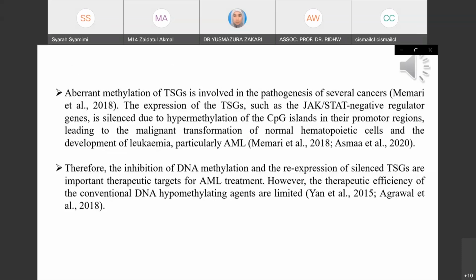Aberrant methylation of tumor suppressor genes is involved in the pathogenesis of several cancers. The expression of the tumor suppressor genes, such as the JAK-STAT negative regulator genes, is silenced due to hypermethylation of the CpG islands in their promoter regions, leading to the malignant transformation of normal hematopoietic stem cells and the development of leukemia, particularly acute myeloid leukemia. Therefore, the inhibition of DNA methylation and the re-expression of the silenced tumor suppressor genes are important therapeutic targets for acute myeloid leukemia treatment. However, the therapeutic efficiency of the conventional DNA hypomethylating agents is limited.